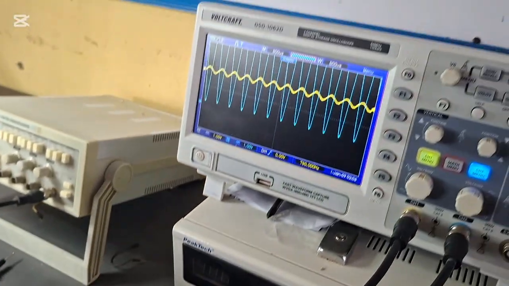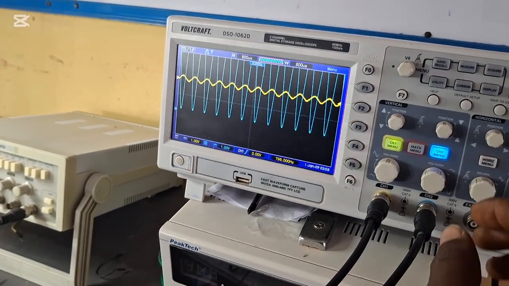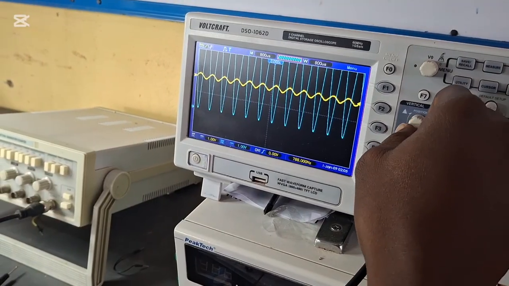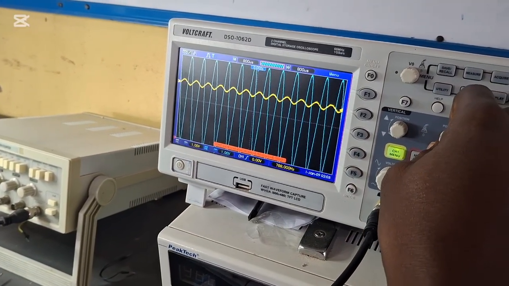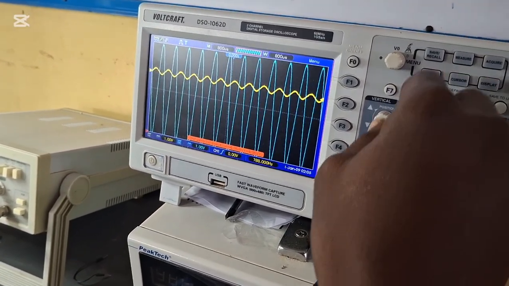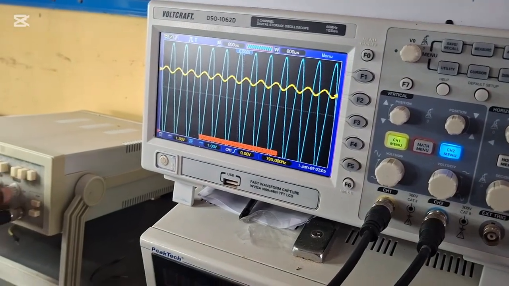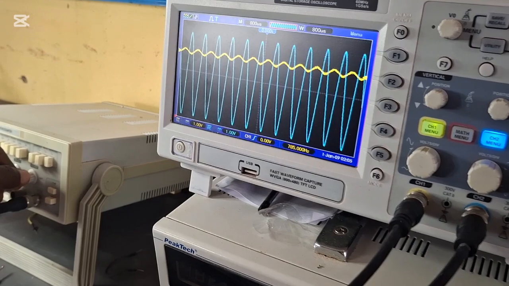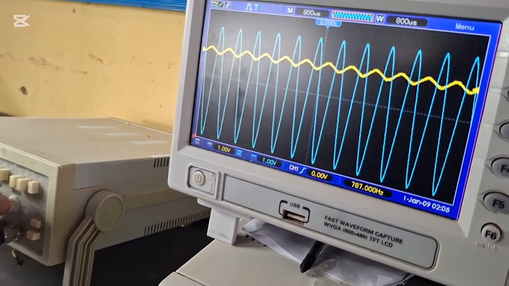Wow, that is super fantastic. The signal is very large. So let's use this to bring it down a little. Let's reduce the input. This is great.